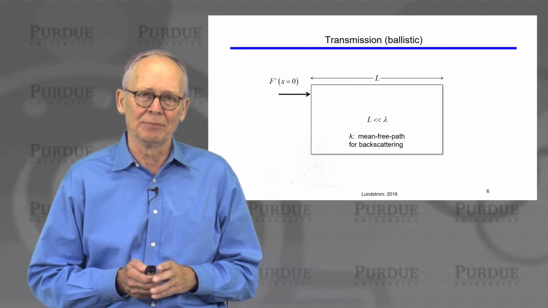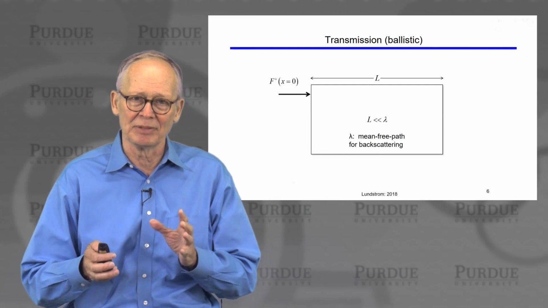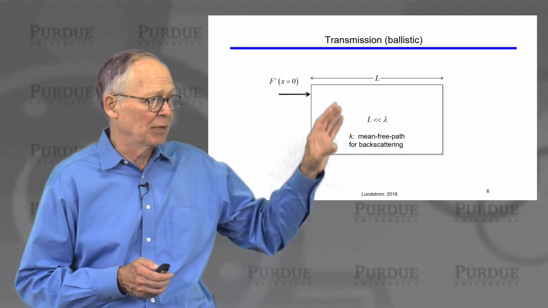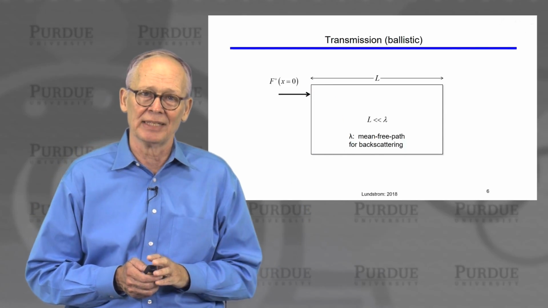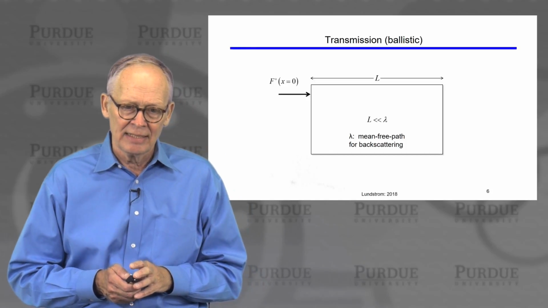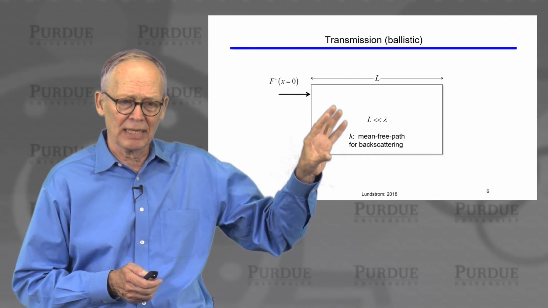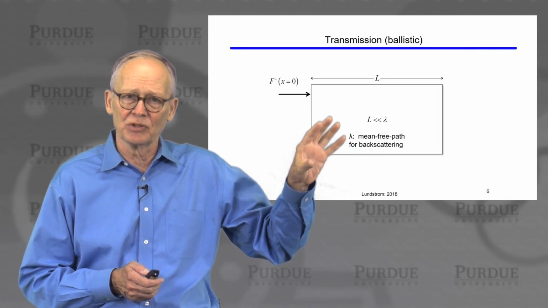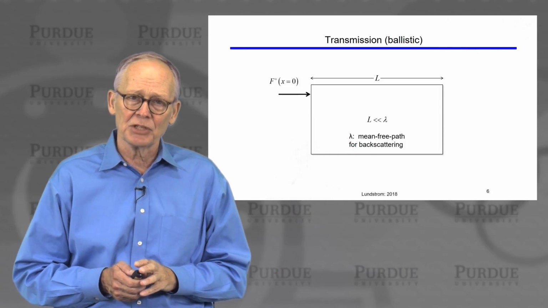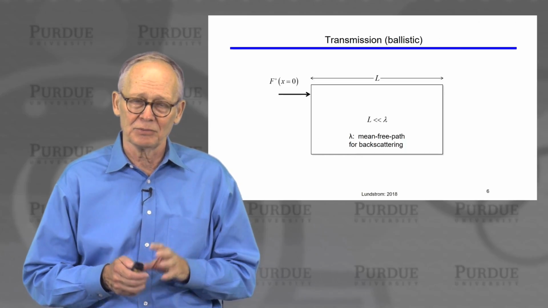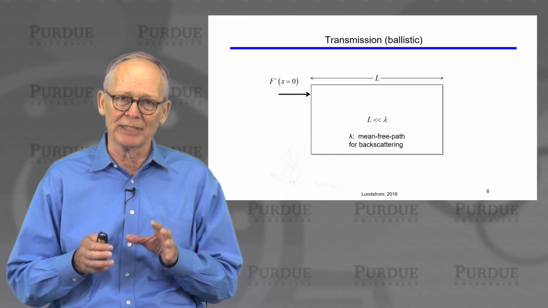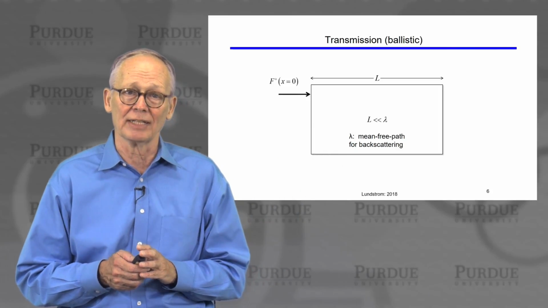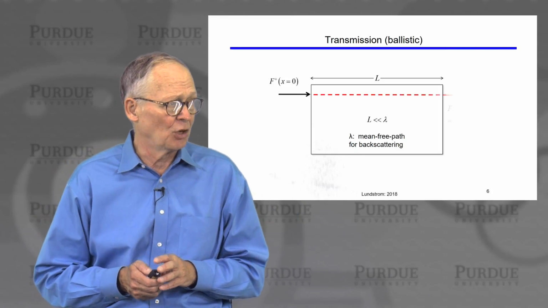So think about a slab. This might represent a slab of semiconductor. This might be the channel of our MOSFET. And we're injecting a flux of electrons in the left side. And let's begin by first of all assuming that the length of this slab, or the length of the channel, is much shorter than the mean free path, which is the average distance between backscattering events, so that most of the electrons just zip across as though they were almost in a vacuum.